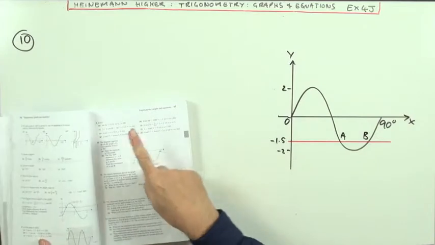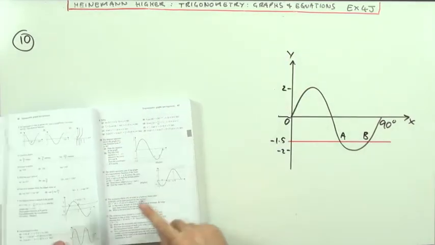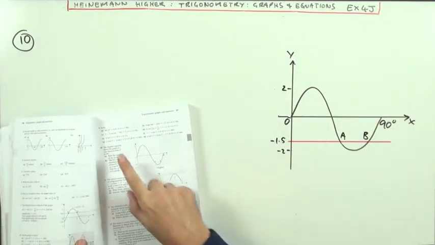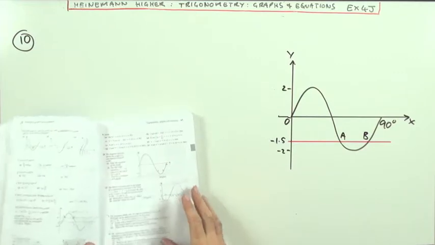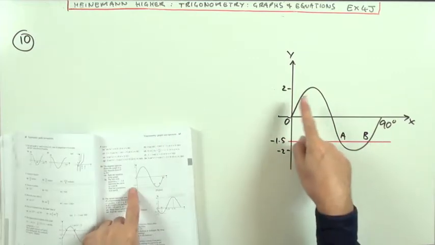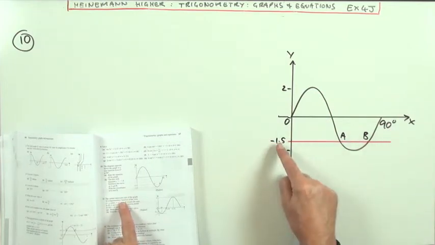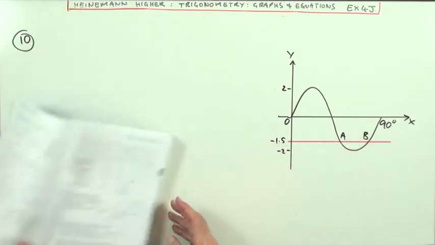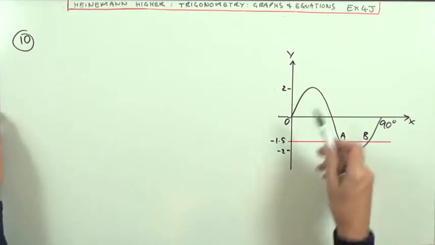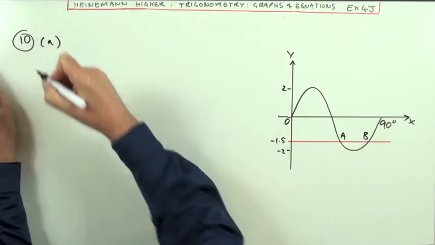Heinemann Higher, Chapter 4, Trigonometry, Graphs and Equations, mixed exercise 4J at the end, number 10, a higher question. It gives you this graph, and you have to state the equation of the graph. Here's the line y equals negative 1.5, what are the coordinates of A and B? Fairly standard. So, first of all, the equation of the graph, that was part A.